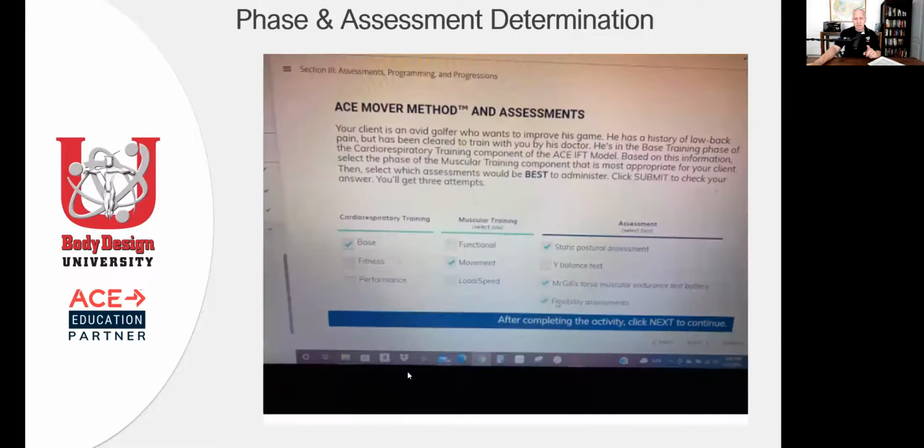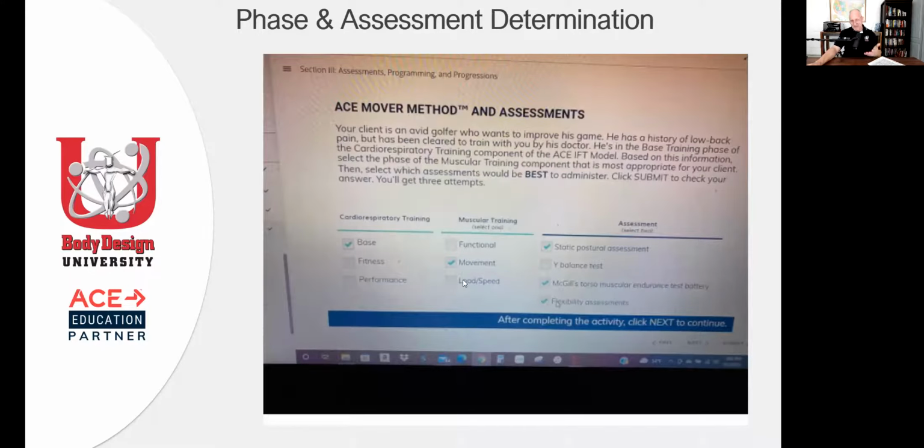So let me go back up to the question. Again, your client is an avid golfer, wants to improve his game, has a history of low back pain, and has been cleared to train with you by his doctor. That's it. That's all you got. Now, what do we do? Not too difficult in one sense. You could say movement, but more than likely it would probably be load speed.